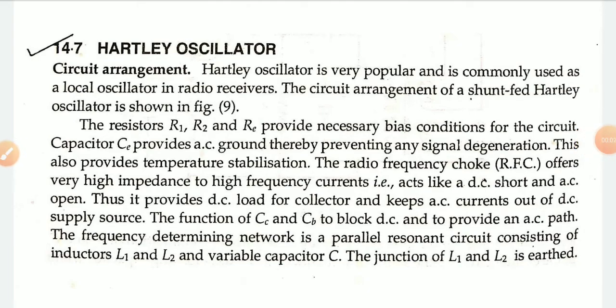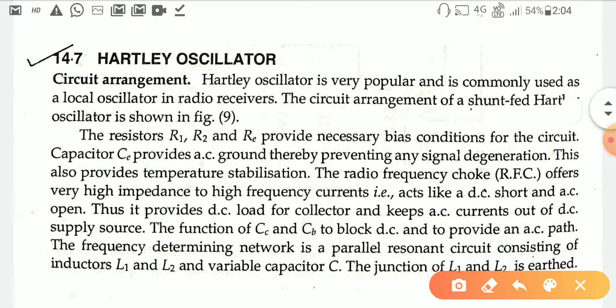Today we discuss the LC type of oscillator, which basically has two types. One is the Hartley oscillator and the second one is the Colpitts oscillator. Initially we talk about the Hartley oscillator. Basically, the Hartley oscillator or Colpitts type of oscillator is used as a local oscillator in a radio receiver.